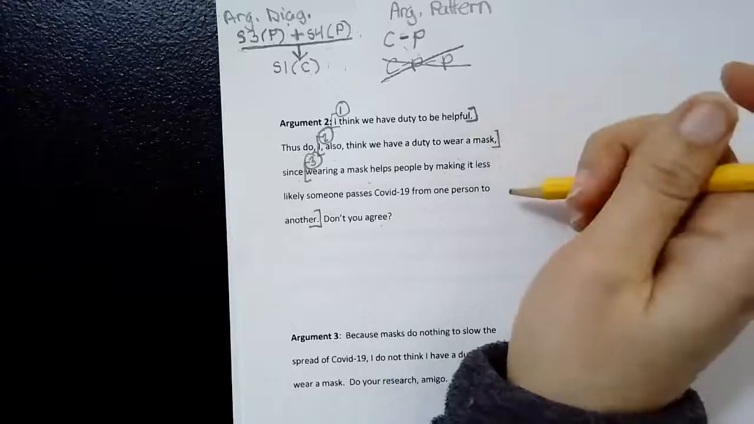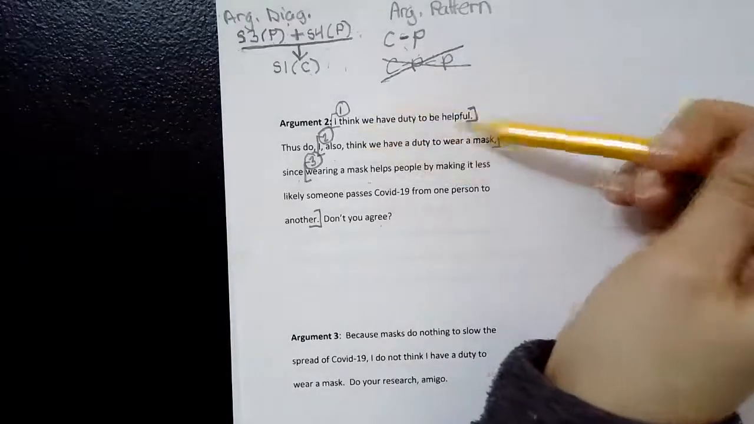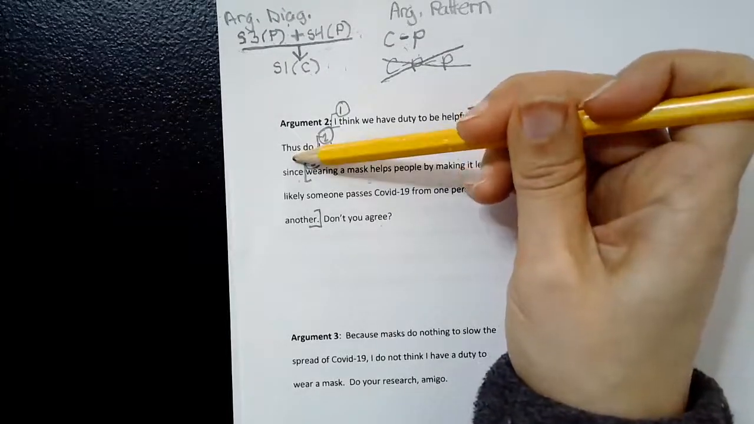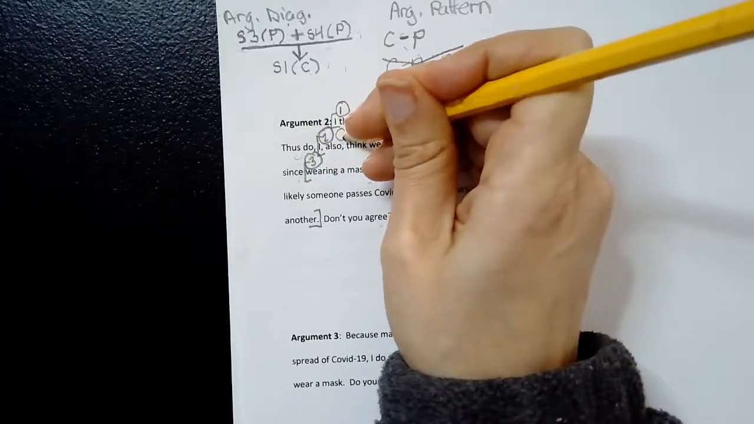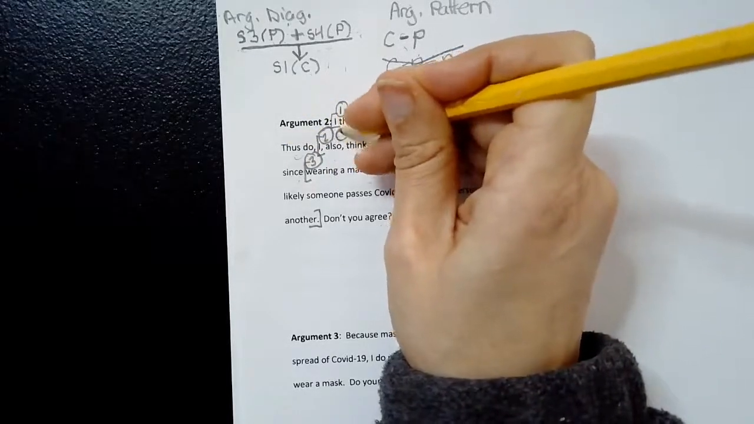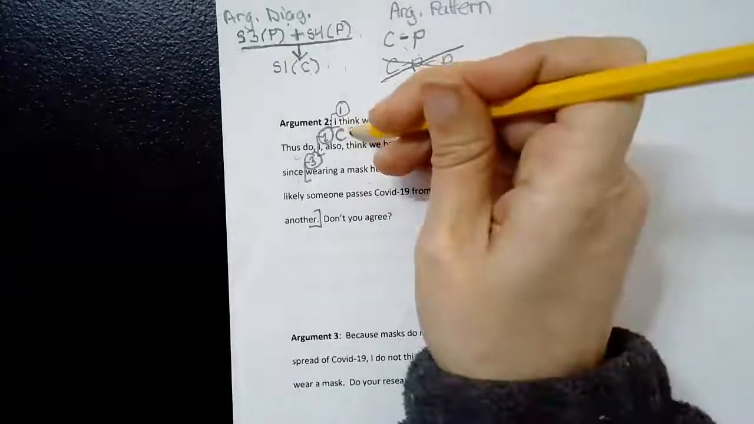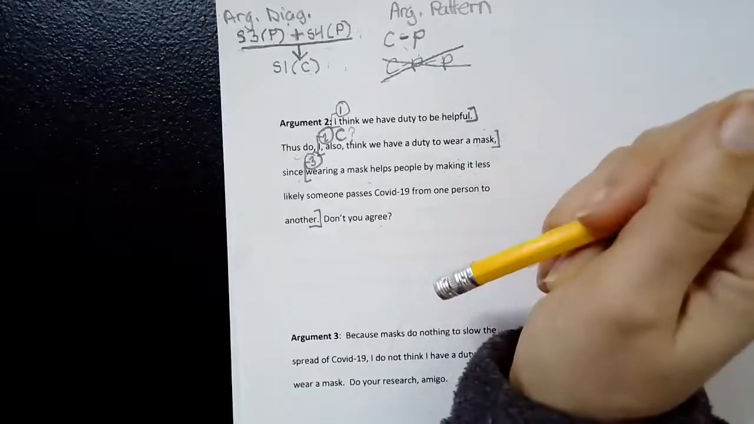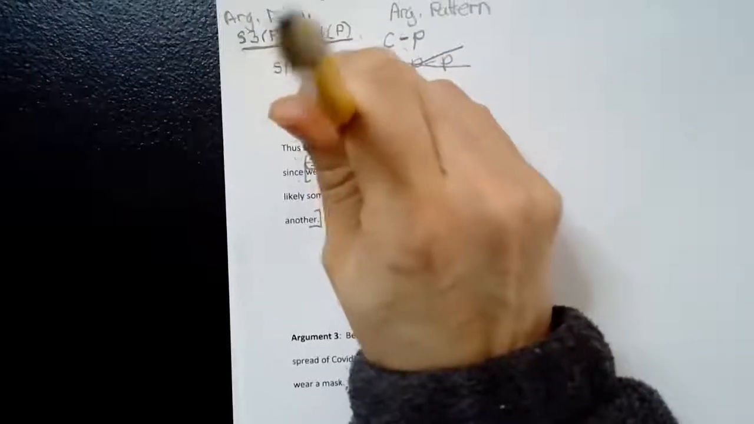I think we have a duty to be helpful. I have no idea what that is. But then I see, thus do I also think we have a duty to wear a mask. Thus is typically a conclusion indicator, so I'm thinking that this is probably the conclusion. So guys, keep in mind, this is me not being a student, that you could always use a question mark when you're not sure and you haven't made a final determination when you're marking up. But once you're ready to submit an answer, you're going to get rid of that question mark.